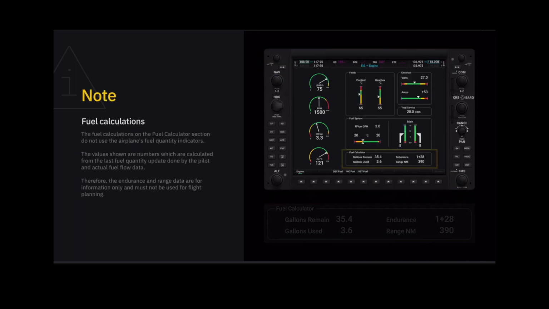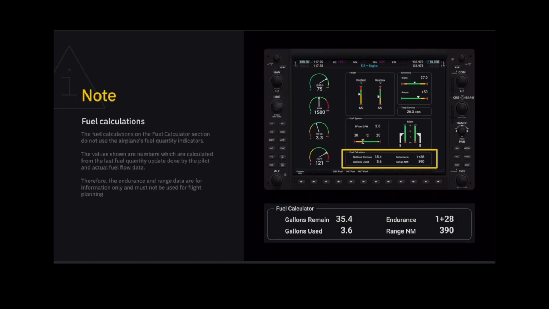Note: the fuel calculations on the fuel calculator section do not use the airplane's fuel quantity indicators. The values shown are numbers which are calculated from the last fuel quantity update done by the pilot, and actual fuel flow data. Therefore, the endurance and range data are for information only, and must not be used for flight planning.